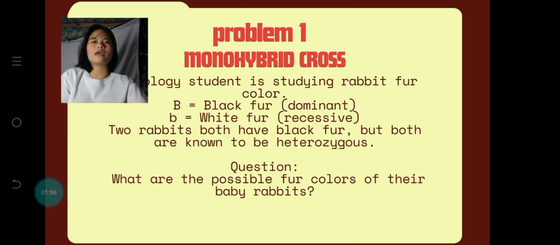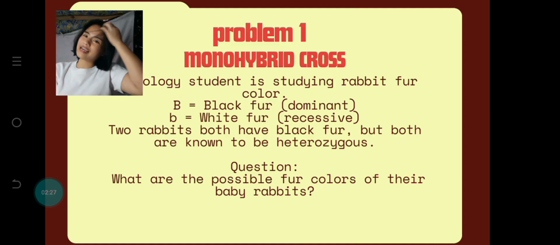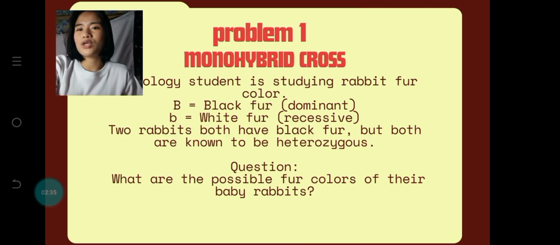So let's tackle first the monohybrid cross. We have here a problem. A biology student is studying rabbit fur color, where B, the dominant trait, is black fur, while the recessive trait is white fur. Two rabbits both have black fur. Both are known to be heterozygous. The question is, what are the possible fur colors of their baby rabbits? So ang iyang parent kay both siya na ay dominant and recessive, which is ang dominant kay si black fur while si white fur ang recessive. So unsa man ang color sa mga baby rabbits?